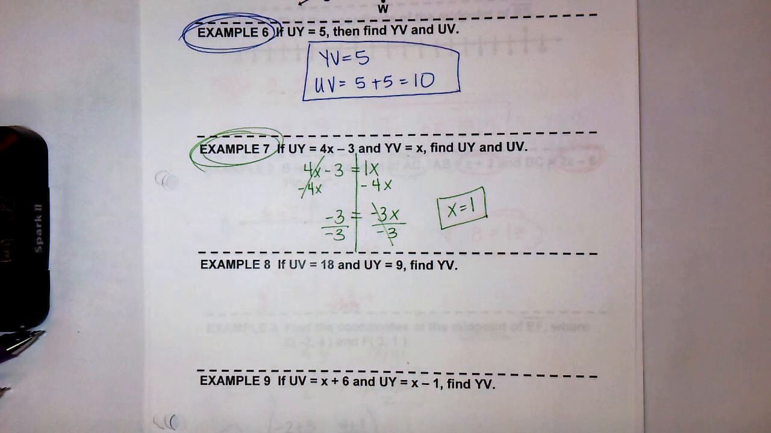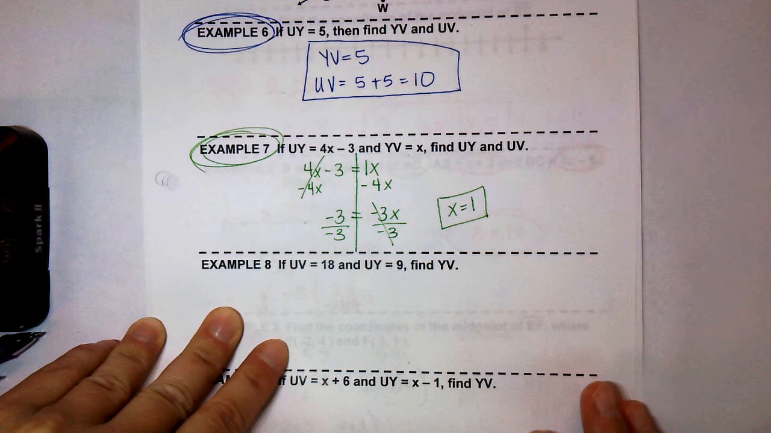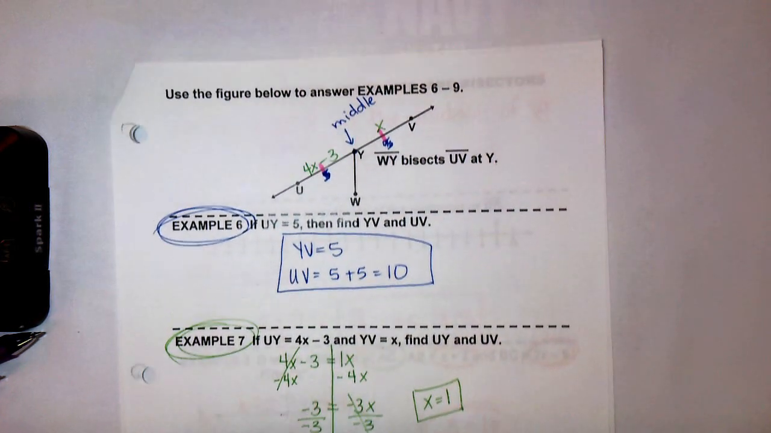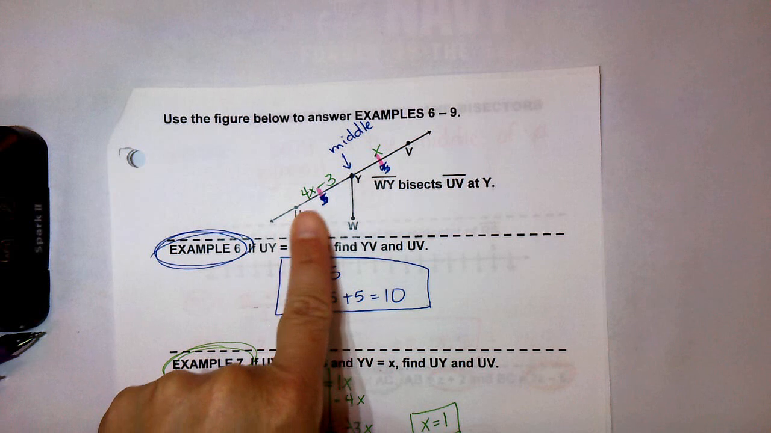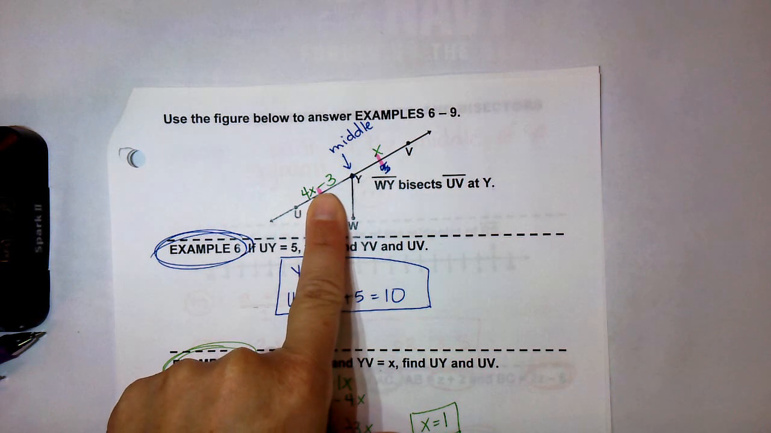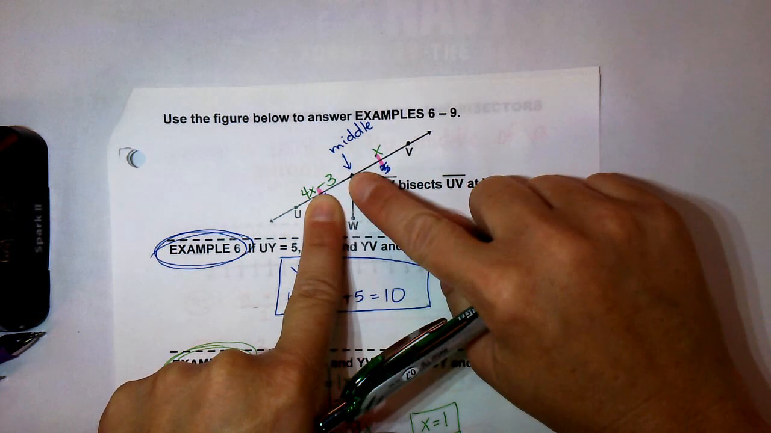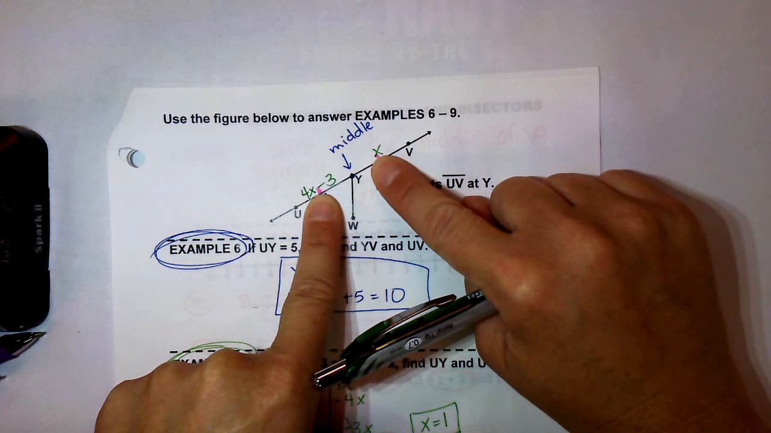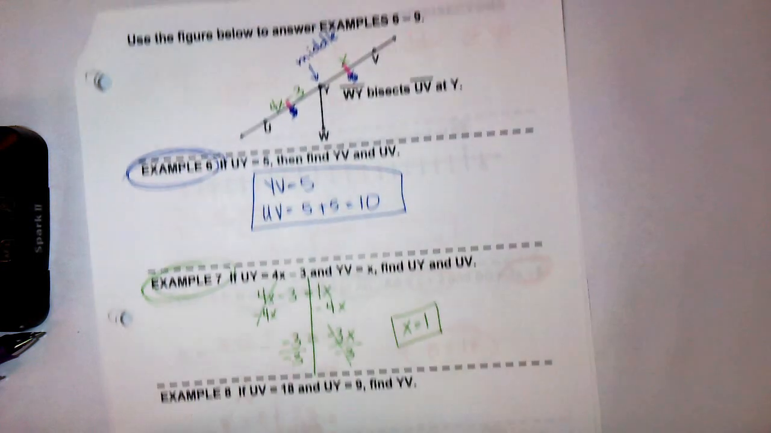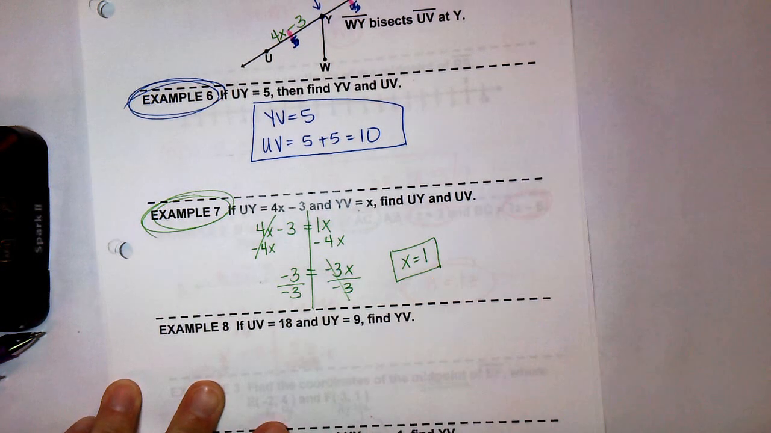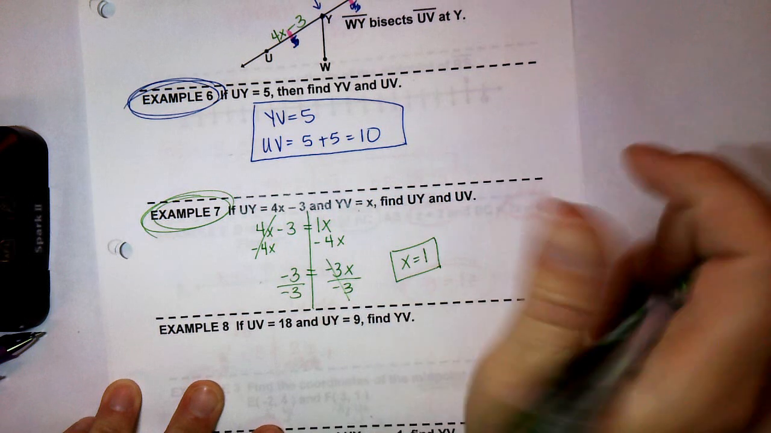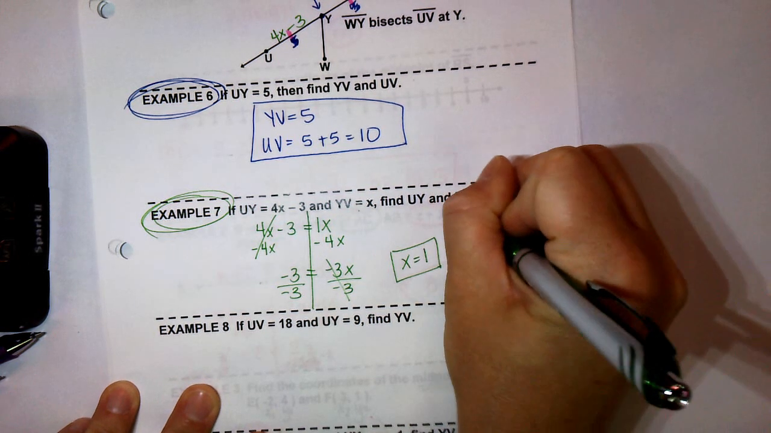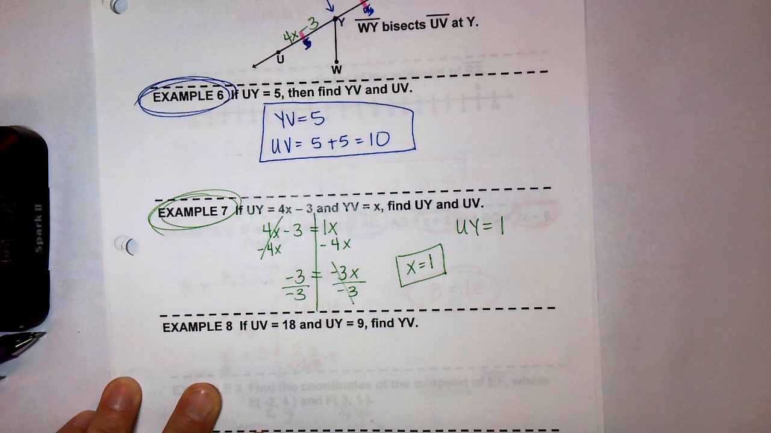Is that what they were asking me for? No, that's not what they were asking me for. So I have to go back and find UY. So way up here, UY is this 4x minus 3, but hold on, because you told me it was equal to this side, correct? So if this side is just x, and I know x is 1, then what is the other side? It's also 1. So UY is going to equal 1, and I didn't have to do any math for that.